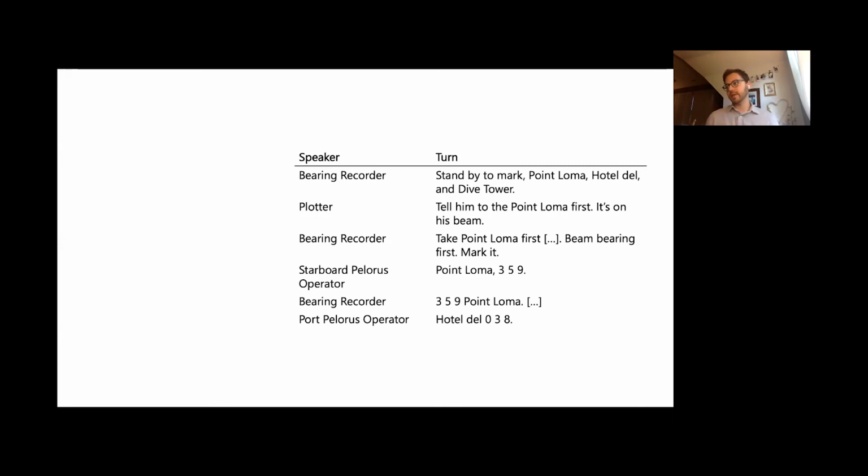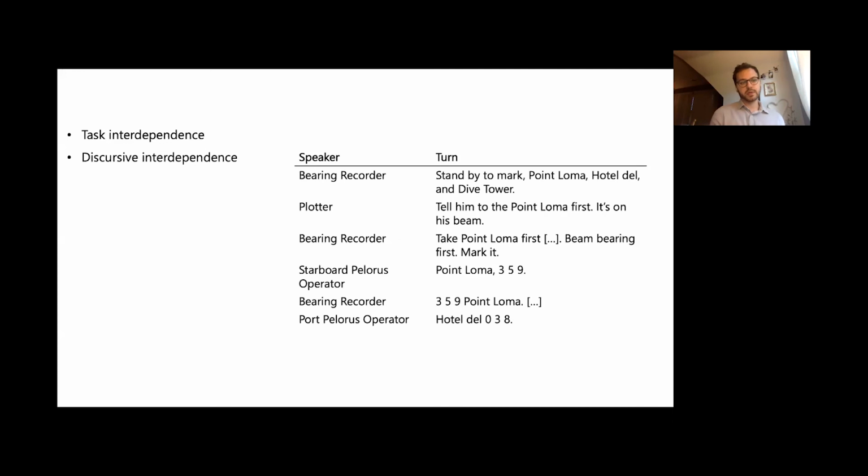So this brief example highlights several kinds of interdependence that we can talk about. The first is task interdependence. So when one component of the task requires other components to be completed. So here the Polaris operators can't actually get started until they know the landmarks, for example, or are told by the bearing recorder when to start.